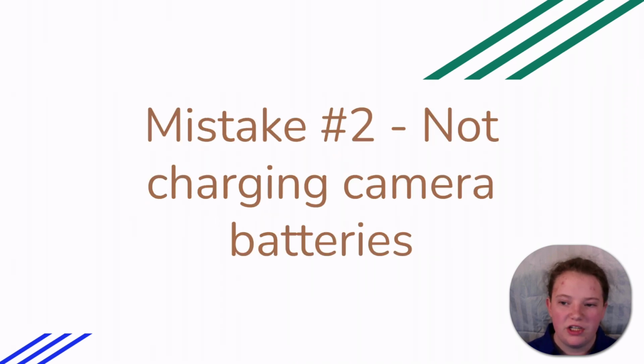Mistake number 2, not charging camera batteries. This is another mistake that's easy to make. Having a camera run out of battery can wreck a photo shoot. To prevent this from happening, charge the batteries, or if your camera has disposable batteries, replace them every few photo shoots or after a longer photo shoot.